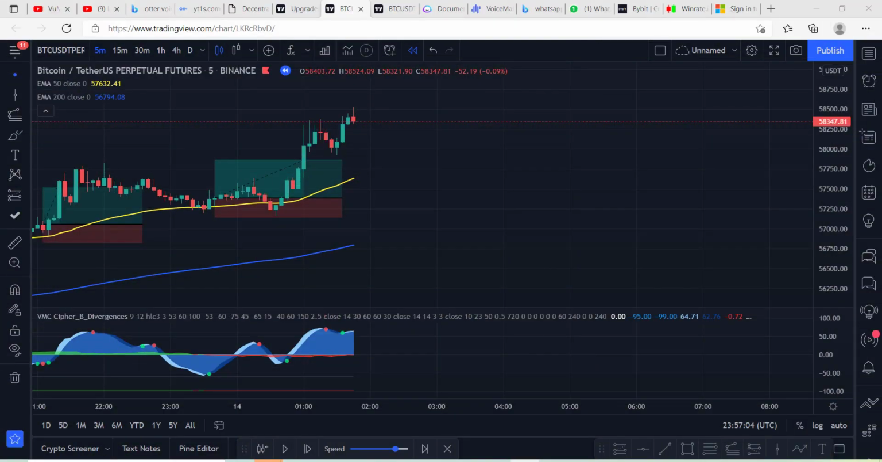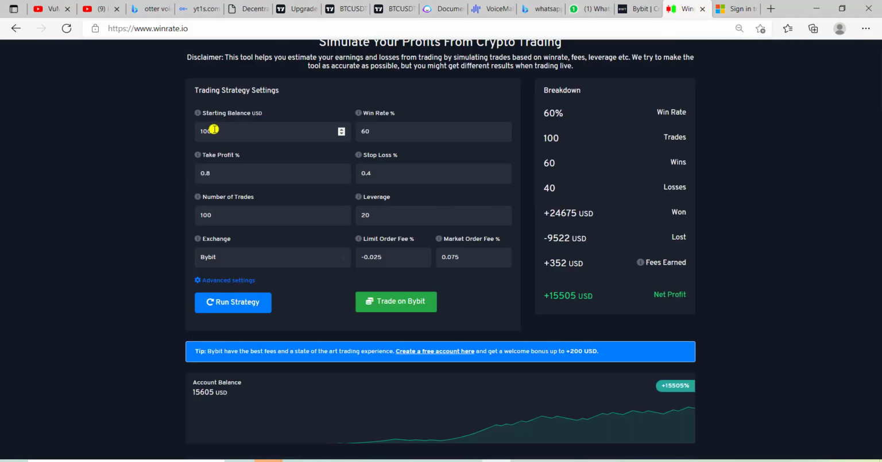The next step is knowing the potential and using the right leverage. If we go to this profit calculator, as you can see, if we start trading with just $100 and a win rate of 60%, and we take profit at 0.8% and our stop loss at 0.4%, and we make 100 trades per month with a leverage of 20%, we could actually make over $15,000 with this strategy.